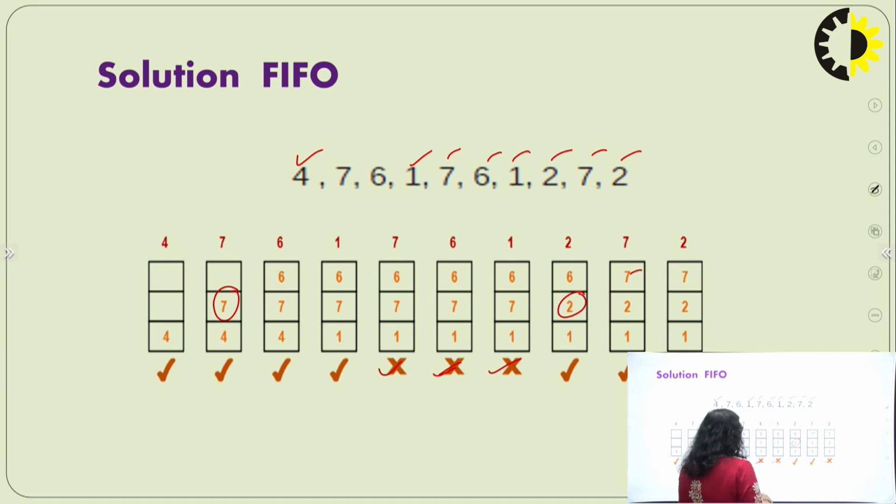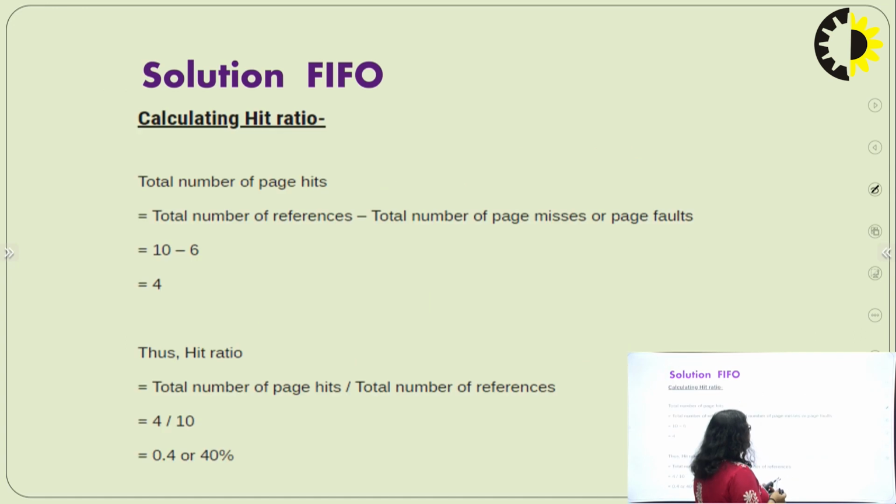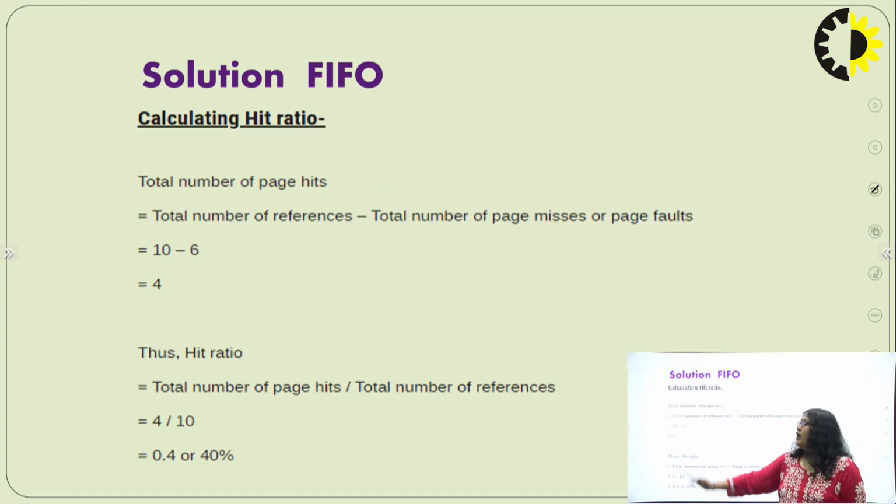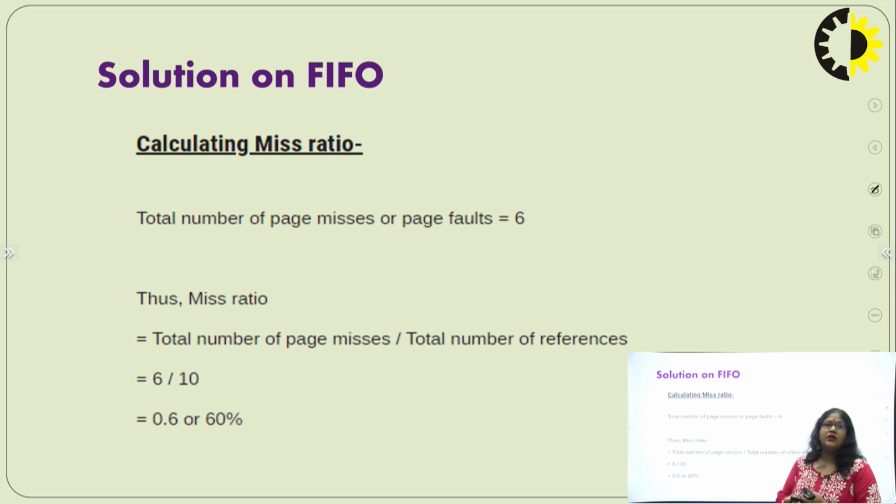So there are 4 hits with respect to the 1, 2, 3, 4, 5, 6, 7, 8, 9, 10 elements. We have 10 elements, but there are only 4 hits. So the hit and miss ratio is this: 10 minus 6, 4 is the hit ratio, and the miss ratio is 60% in this particular example.